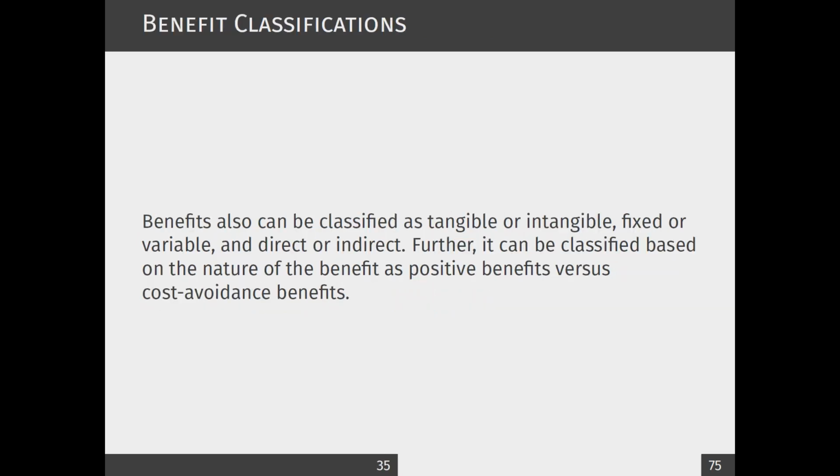Now let's look at the benefits. Benefits again can be tangible and intangible. Tangible means it's obvious, you can give some dollar amount or dollar value, but in intangible you cannot give one, right? So for benefits we also specify tangible, intangible, fixed or variable, or direct or indirect, right? And then we can also classify them based on the nature of the benefits.